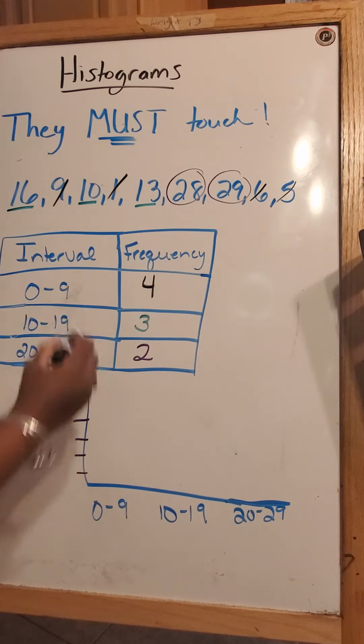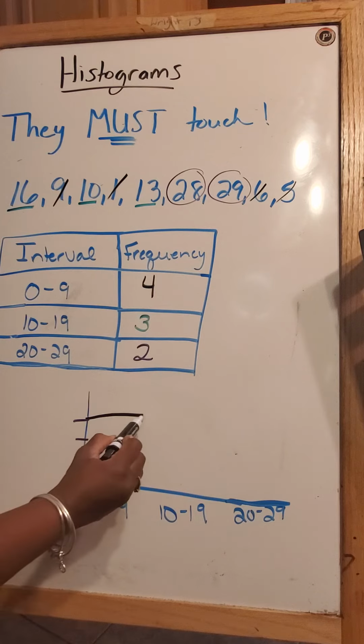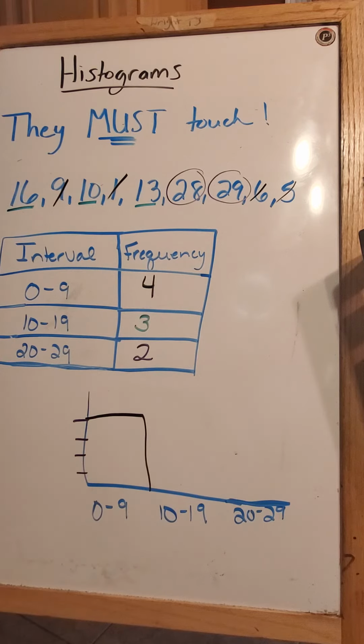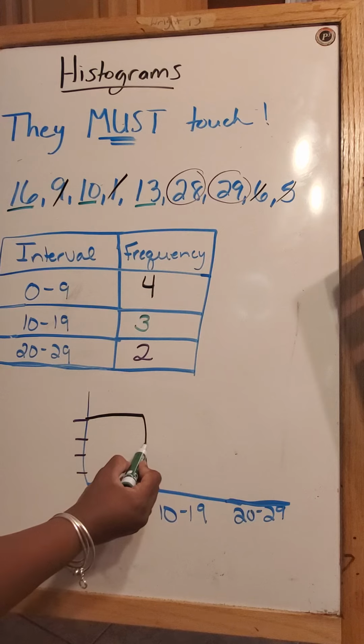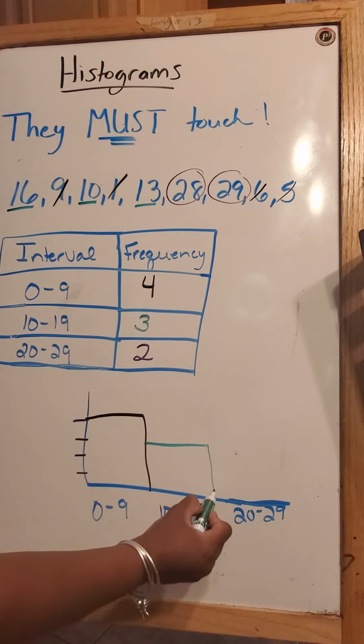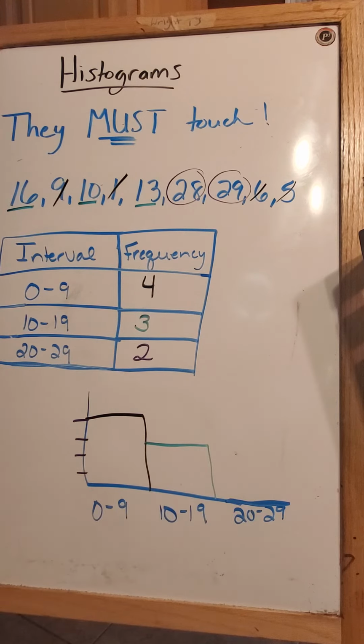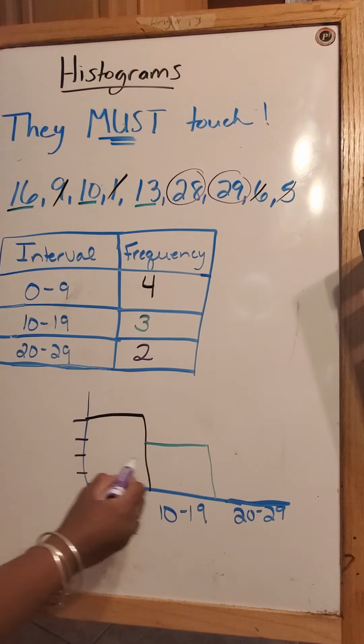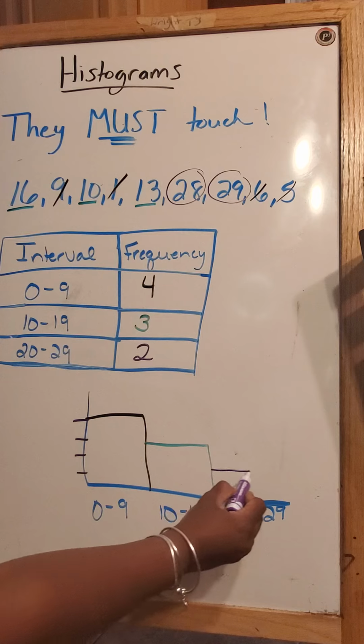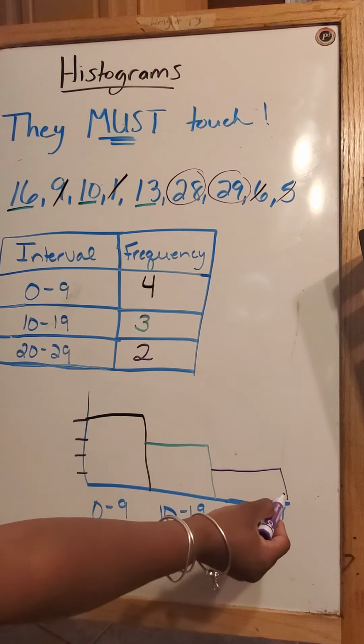So from 0 to 9, we have 4. Draw your bar. From 10 to 19, we have 3. So you'll go to where this one stopped at 3 and come across. And then for your last one, it's at 2. So you'll start at 2 and come across.